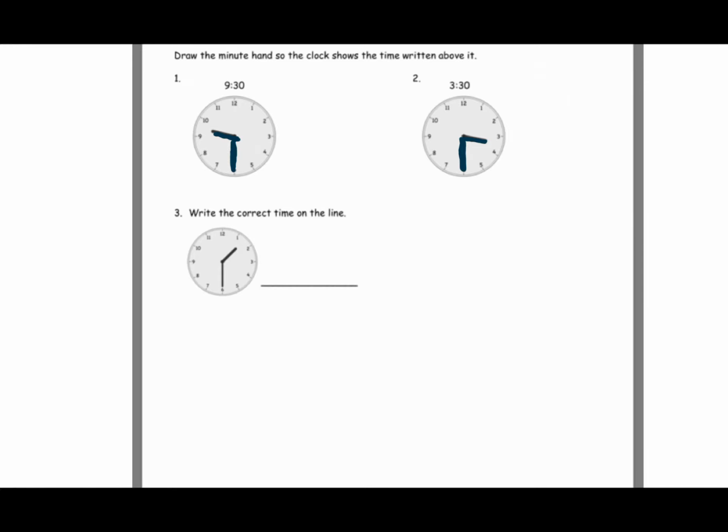Okay, boys and girls, let's check our work for the correct time on the line. I see my hour hand is past the 1, but it's not at the 2 yet, so it's still 1 o'clock. And the minute hand is down on the 30, so it would be 1:30. Good job, boys and girls. Give yourself a happy face, and let's give ourselves an oh yeah, ready, 1, 2, 3. Oh yeah. Okay, boys and girls, good job.